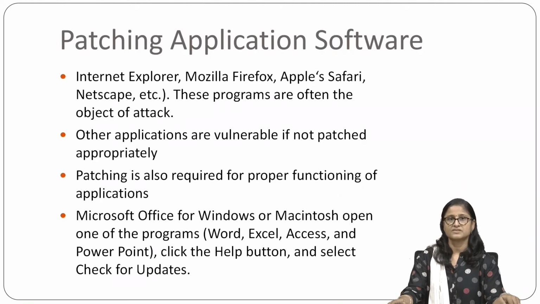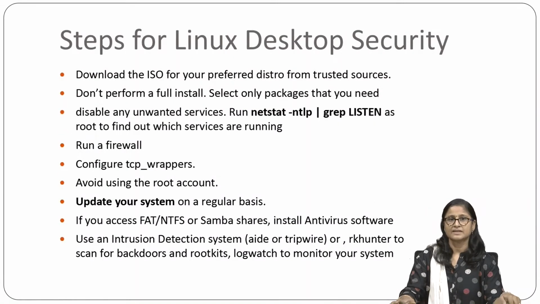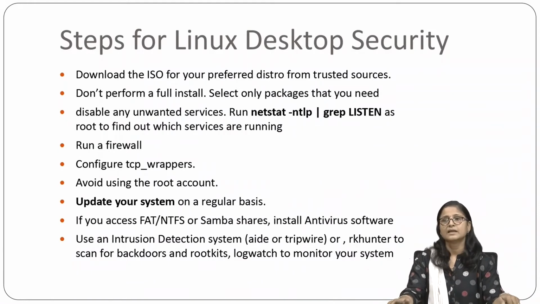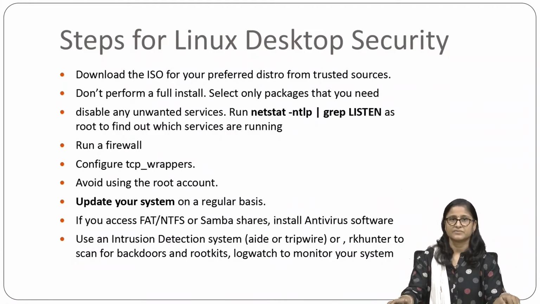The Microsoft Office for Windows or Macintosh, yes, for example, some programs in Microsoft Office and Macintosh: Word, Excel, Access and PowerPoint, right? We have to click the Help button and select Check for updates, right? So these are the basic steps we need to follow for patching the application software. Next one, what are the steps for patching the Linux operating system, right?